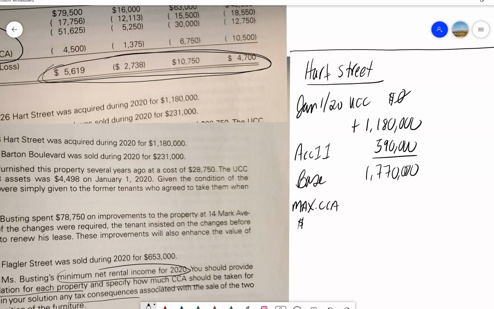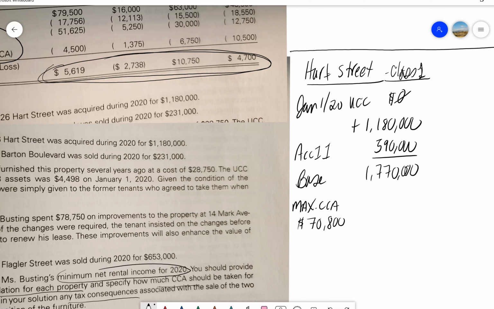So $1,770,000, this is class 1, so let's just put class 1 here so we don't forget this is a class 1 asset, which is, in our example, 4%. We will multiply that by 4%. So the maximum CCA we could take if we had enough income would be $70,800. So we'll just leave that there for now until we can figure out how much CCA we're allowed to take.